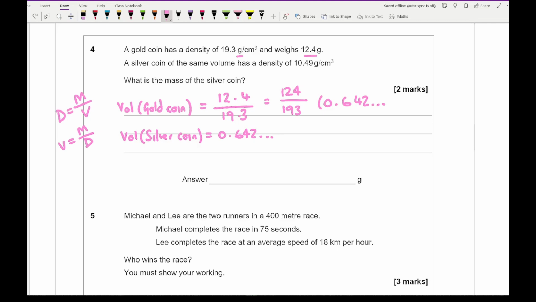So then to work out the mass, well, mass equals density times volume, so it's going to be 0.642 multiplied by 10.49, and if I type all of that into my calculator, I'm going to get an answer of 6.74, and that's to 2 decimal places.